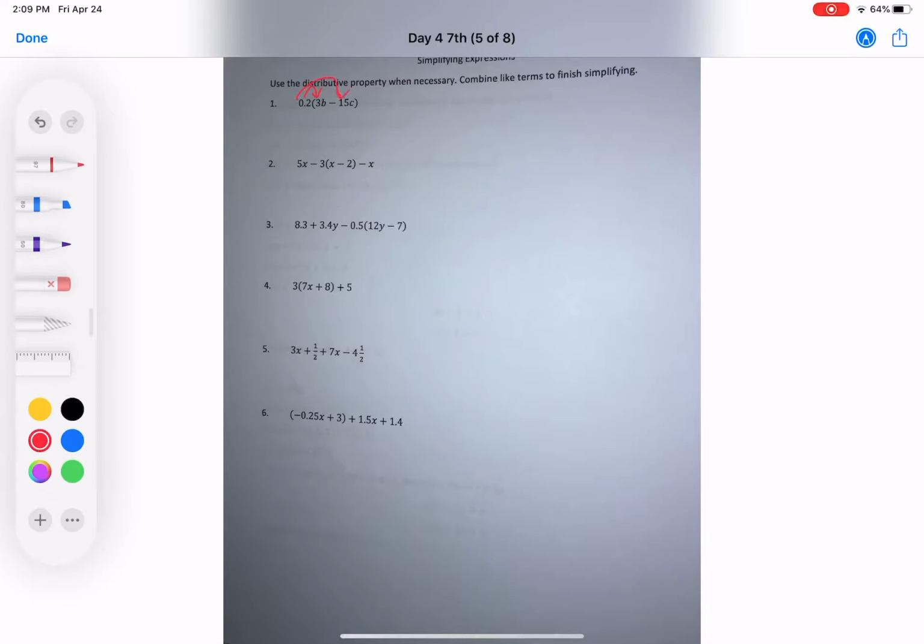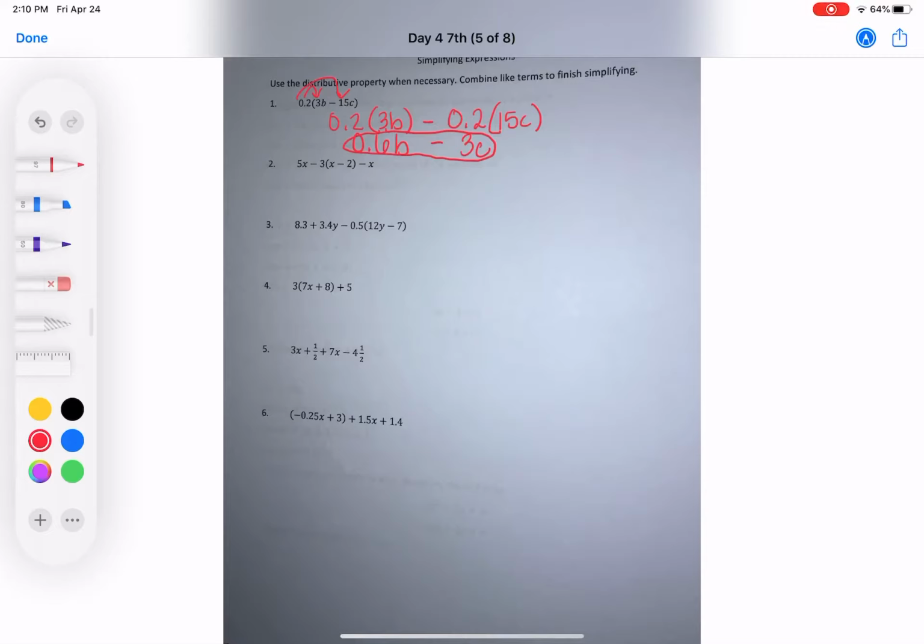So my first multiplication problem is 0.2 times 3b minus 0.2 times 15c. So 0.2 times 3 is 0.6b, and 0.2 times 15 is 3c. Now, because these are not the same variables, we cannot combine them. So our final answer for this problem is 0.6b minus 3c.